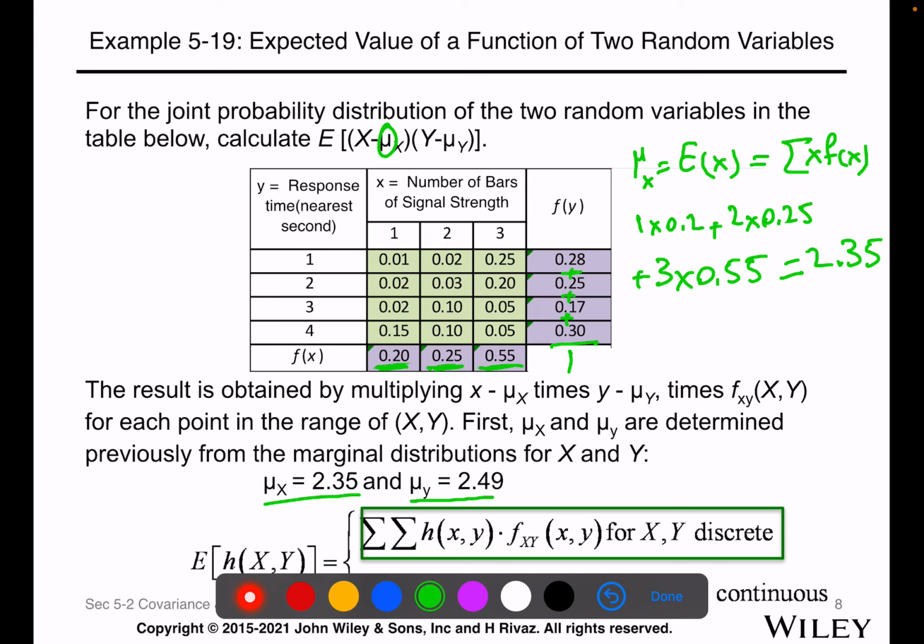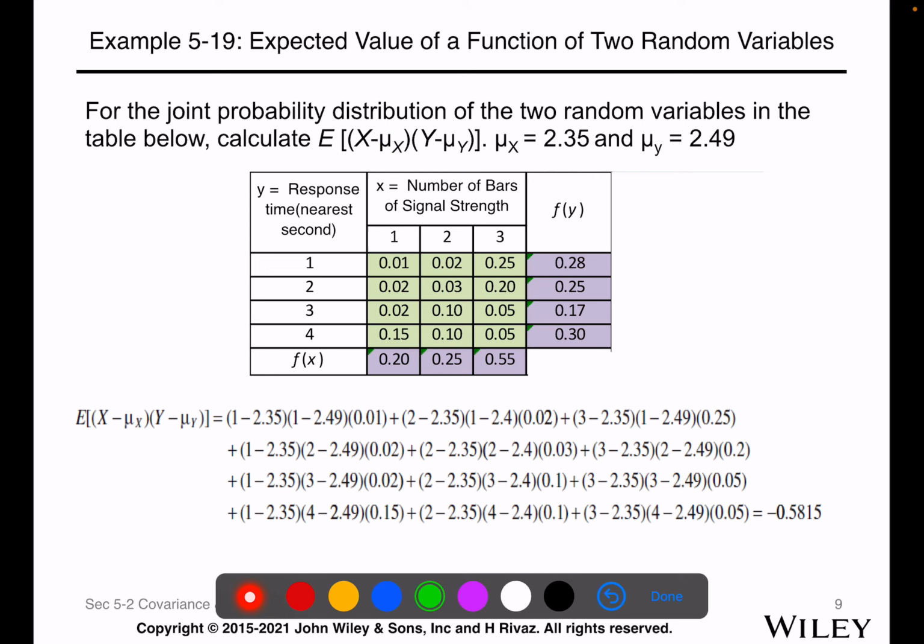So now that you have these two means, the mean of x and the mean of y, you simply plug into this equation. So this equation now becomes E of (x minus 2.35) times (y minus 2.49), right? Basically, all I did here is plug in for the mean of x and the mean of y.